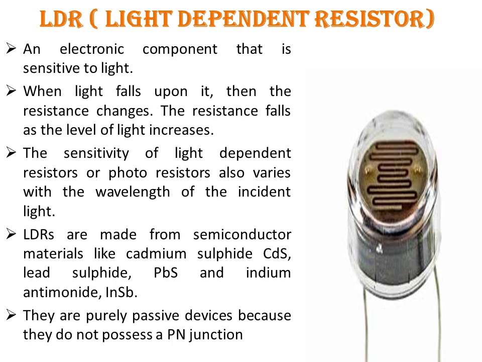The next resistive transducer is the light dependent resistor, LDR. It is an electronic component that is sensitive to light. Whenever light falls upon it, the resistance changes. The resistance falls as the level of the light increases. The sensitivity of the light dependent resistor, also known as a photoresistor, varies with the wavelength of the incident light. The materials that we use for LDRs are cadmium sulfide, lead sulfide and indium antimonide. They are passive devices as they don't have a PN junction.